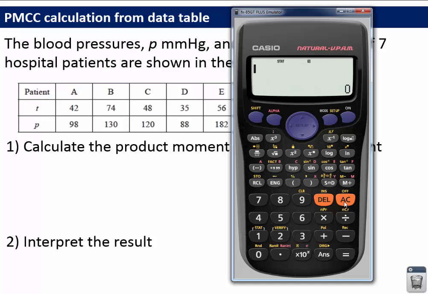Now to find the PMCC, you're going to press Shift, and then number 1. If you look above the number 1, it says stats. So Shift, number 1, and you see this screen. To find the PMCC, you're going to go into regression, press number 5, and now PMCC is your R, so it's number 3. And finally, you need to press equals. And we get a PMCC of 0.701, and so on. We're going to round this to 3 significant figures, so we get a PMCC of 0.701.